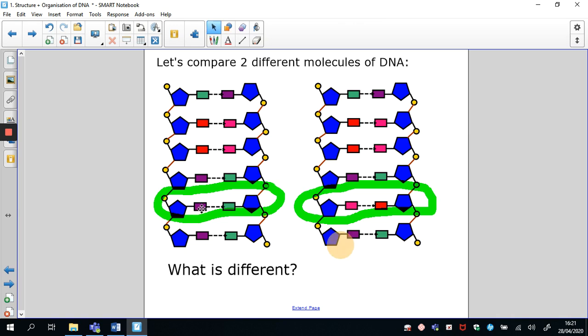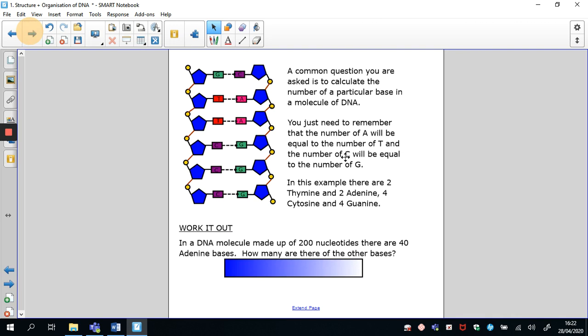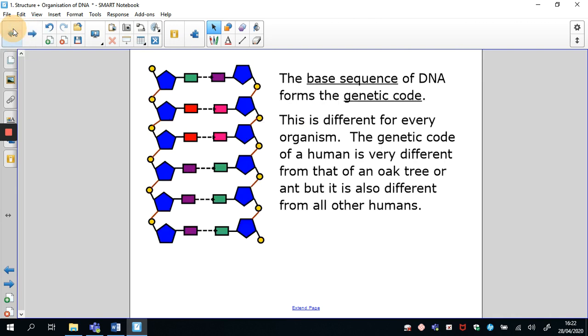What is different is these two bases, because that's the only thing that will change. The phosphate will stay the same, the sugar will stay the same. So these bases are different from these bases. On this diagram, we don't know what's A, what's T, what's C, and what's G, but that doesn't matter. I just want you to realise that the only thing that will change from one molecule of DNA to another will be the order of these bases. The order of those bases is sometimes called the base sequence.